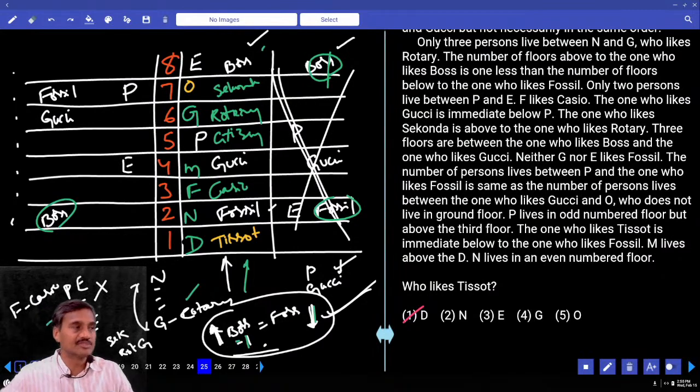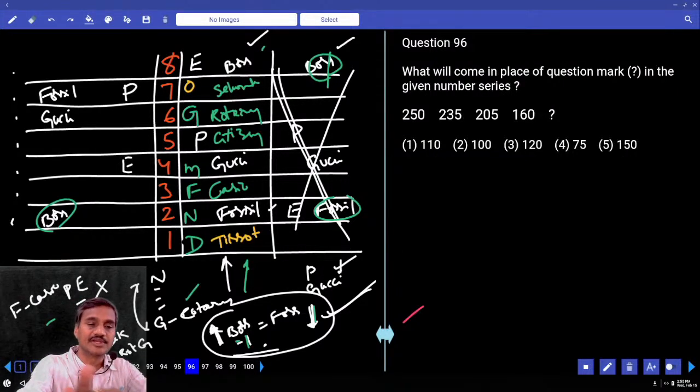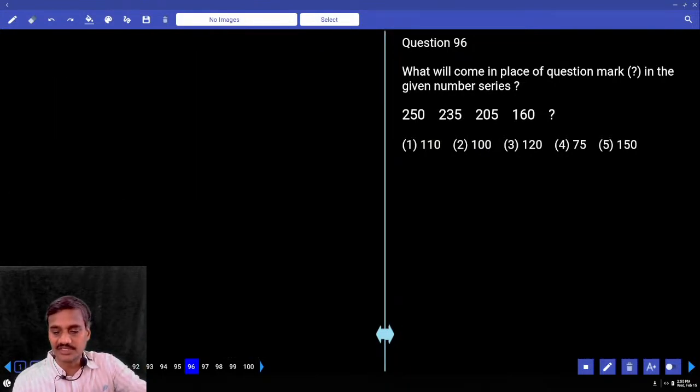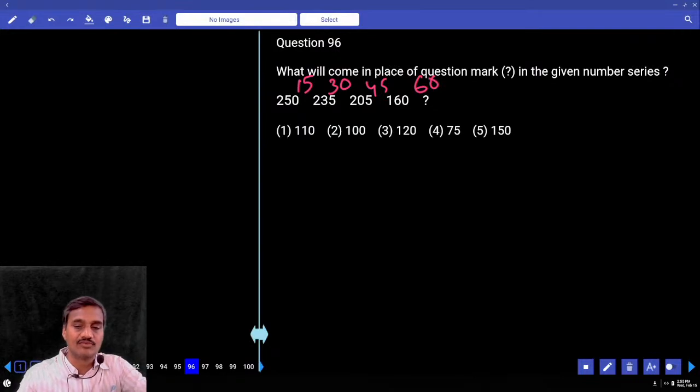Then the next one, number series on the paper. In this number series, question numbers 96 to 100. Now 250, 235 and so on. The numbers are decreasing at a smaller rate, hence it must be under differences. Here the difference is minus 15, next minus 30, minus 45, next one is 60. 160 minus 60 is 100, that is choice 2, 96.